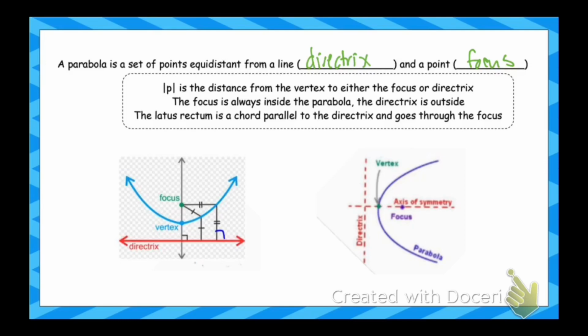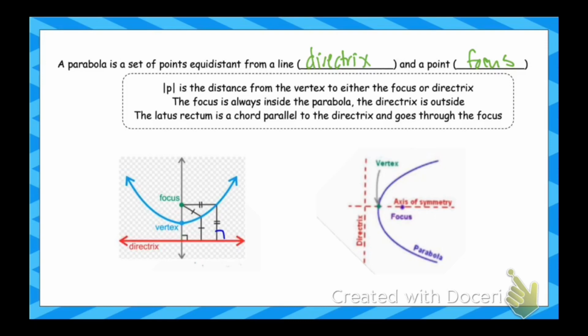So then there are a few things that we talked about on there. P is a value that's in our equation. That is the distance from the focus to the vertex or from the directrix to the vertex. So for example here, that distance right there would be P. But I also could use this distance right here. It's going to be the same total distance. That's why we say absolute value.